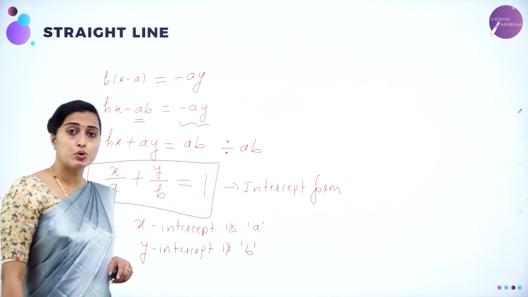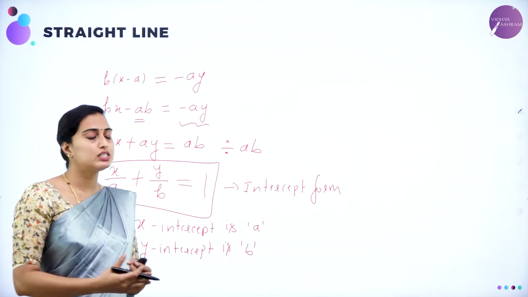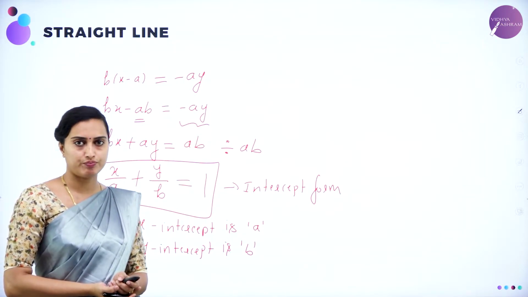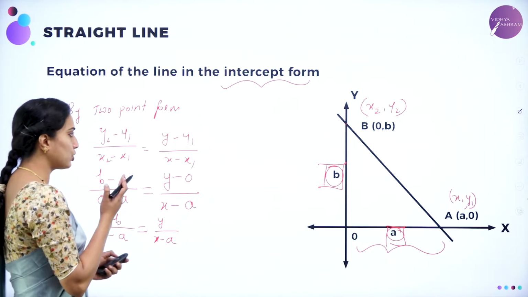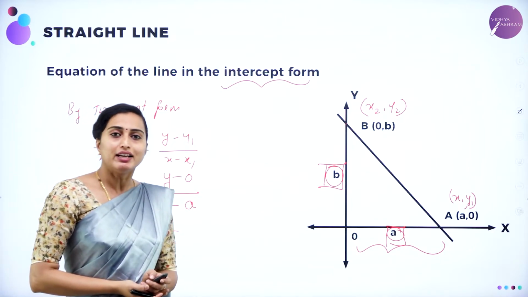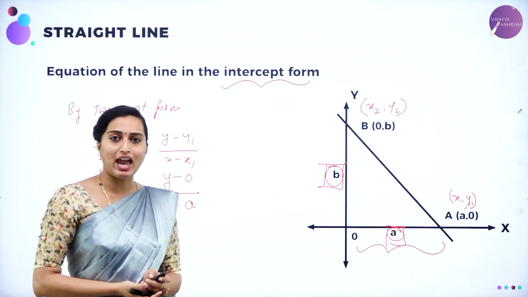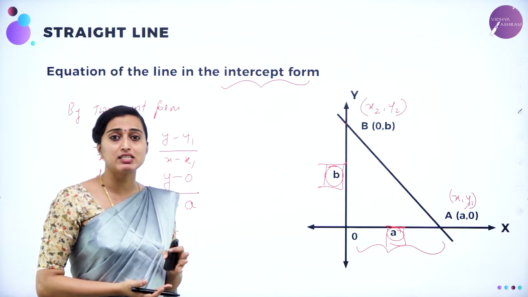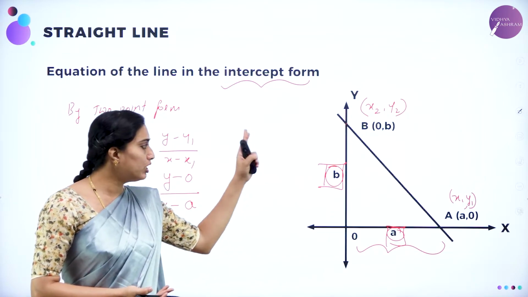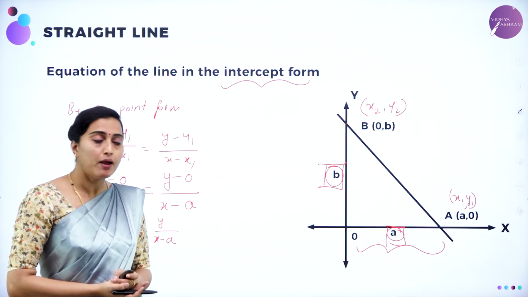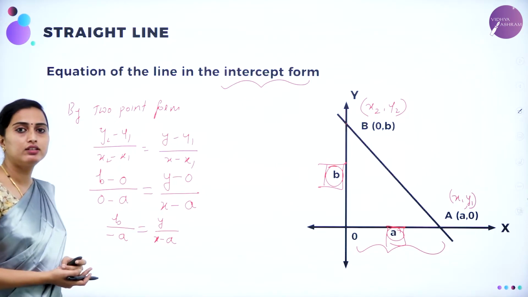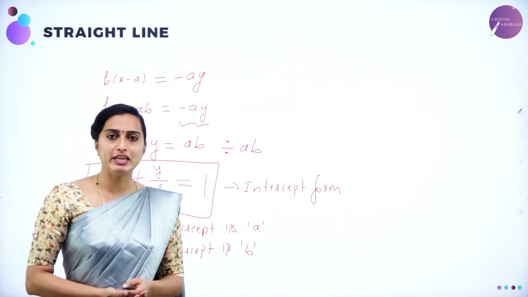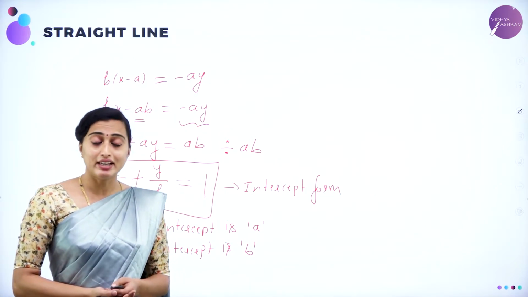Okay, this is a very important formula, and they can ask you this derivation for a 2 marker or 3 marker also. So you have to give the explanation of the diagram. Let the line cut the x-axis and the y-axis at a distance of a units from the origin on the x-axis and at a distance of b units on the y-axis. Then by 2-point form you can derive the equation until here. So x by a plus y by b is equal to 1 is known as the intercept form.